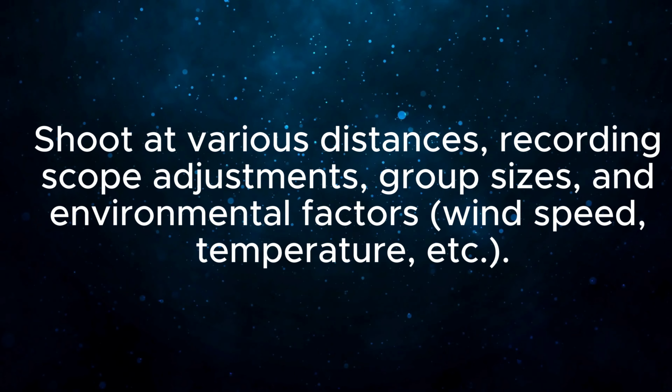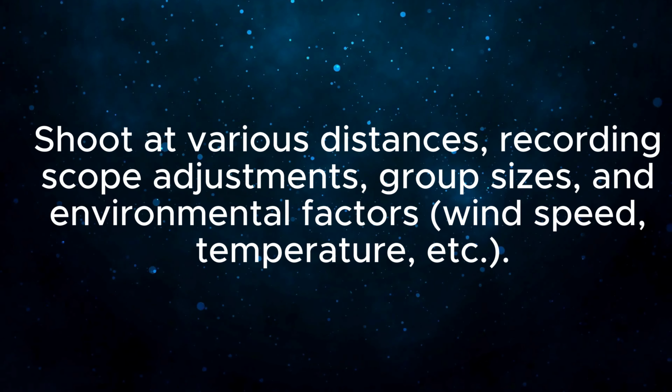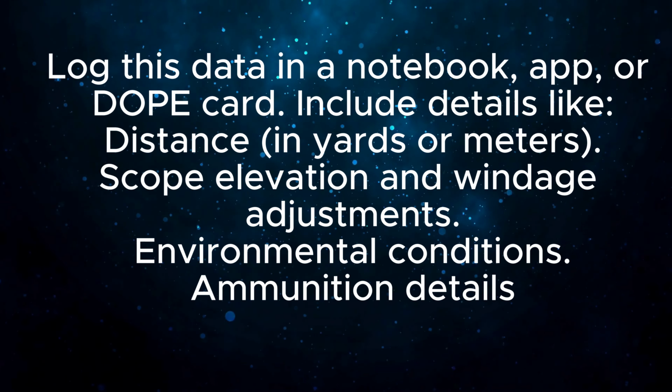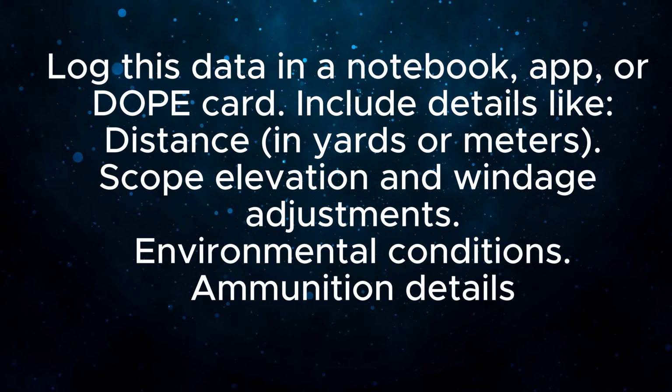Collecting DOPE is all about systematically gathering data from your shooting sessions. Start by shooting at known distances, say 50, 100, and 200 yards, and record your scope settings, elevation, and windage for every single distance. Note the conditions like wind speed, temperature, and ammo type. Over time, you'll build a reference that you can use to make accurate adjustments in similar conditions. Think of it as your personalized cheat sheet for hitting targets consistently.